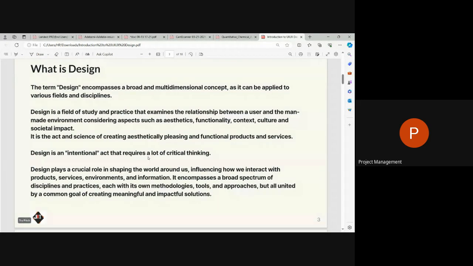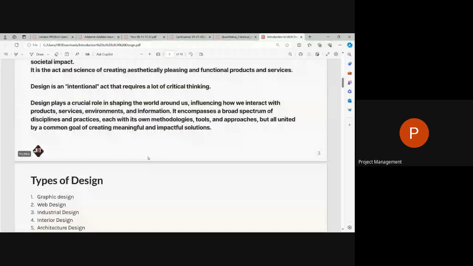Then also, for you to design, you have to understand what it means. It's an intentional act, because design requires a lot of thinking. You have to think innovatively, think outside the box. It requires a lot of creative thinking, so you have to be intentional about it. You cannot just wake up one day and say you want to design without knowing what it entails. So it's an intentional act.